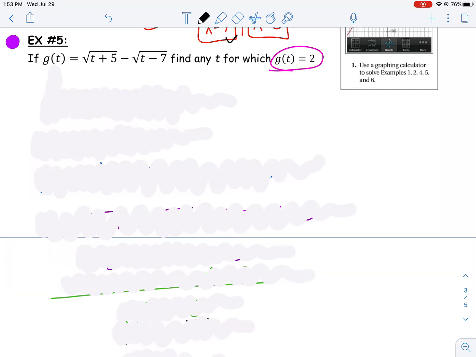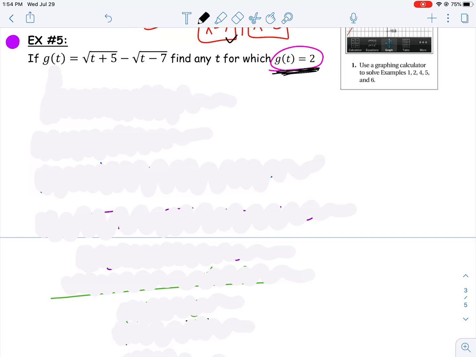All right, here's example number 5 from 10.6. It's another equation where we have two different radicals. We're going to also add a little bit of function notation into it. It says here, if g of t is the square root of t plus 5 minus the square root of t minus 7, find any t for which g of t equals 2.